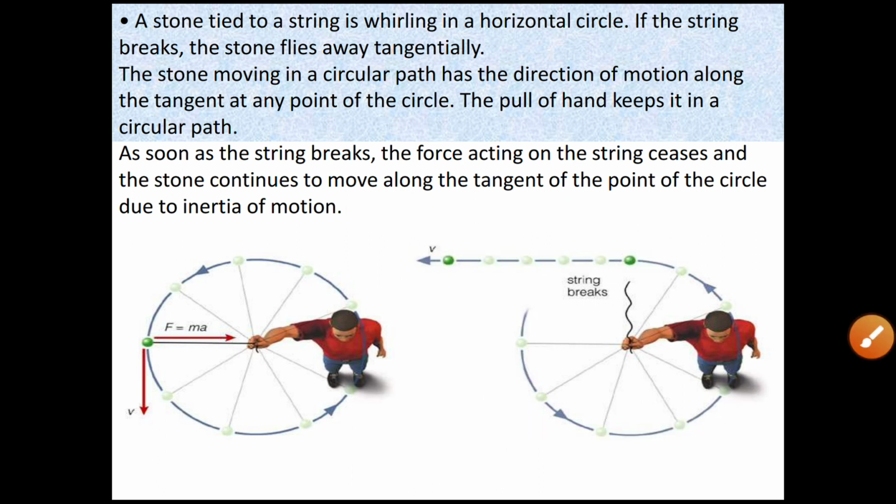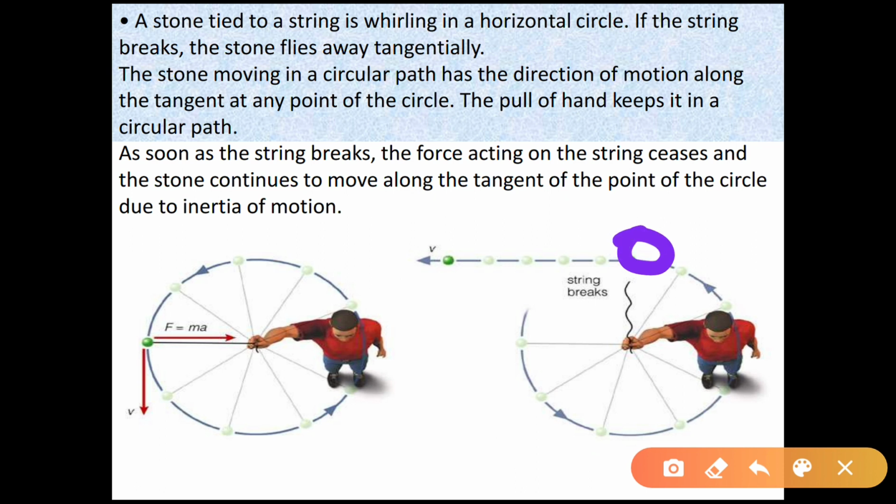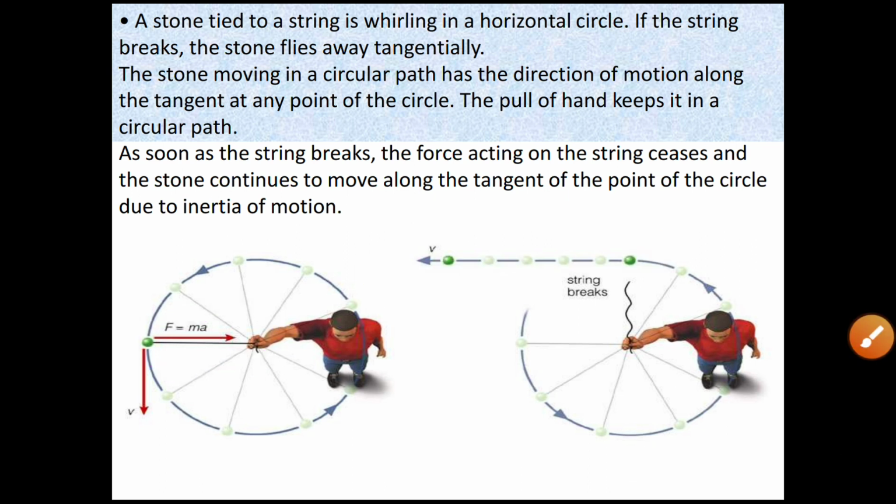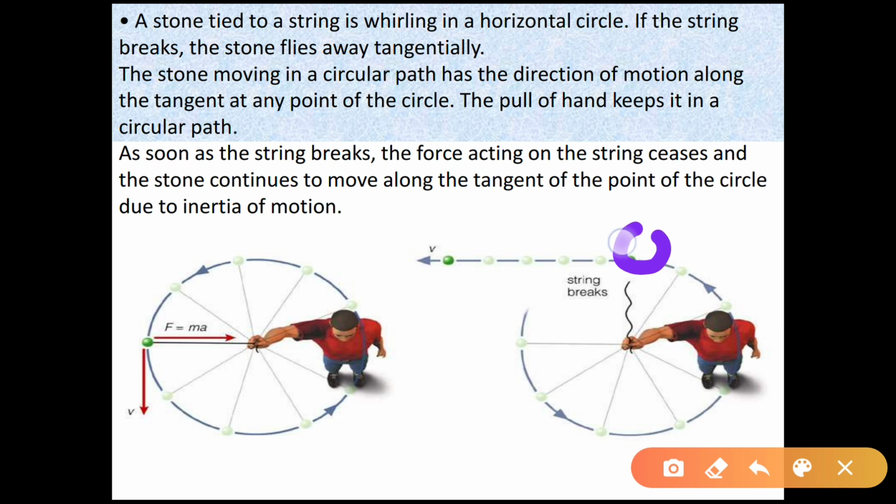Now suppose at some instant, at this position, the string breaks. In that condition, what will happen? The stone will move towards the left. It will not continue its circular motion because the force you are providing to move in a circular path is absent, because the string breaks. So in this condition, what will happen? The stone will continue to move in its original direction.